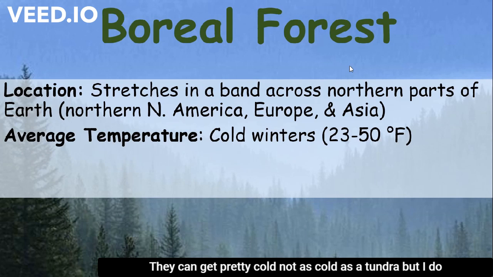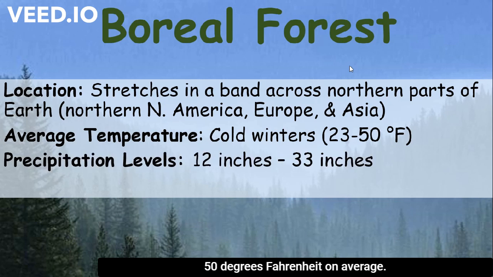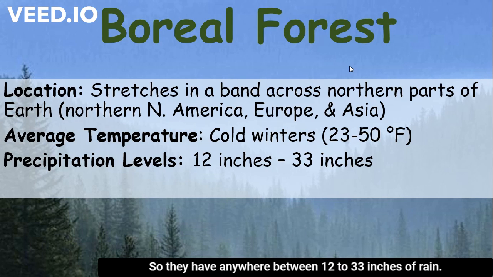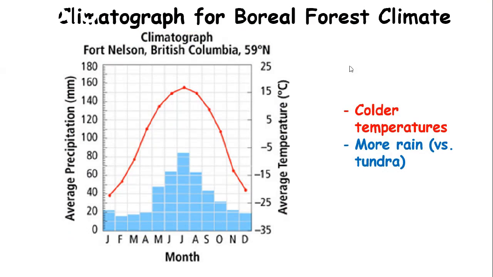So they can get pretty cold, not as cold as a tundra, but they do have cold winters. Their temperatures can range from 23 to 50 degrees Fahrenheit on average. They have moderate levels of precipitation, definitely more than a tundra, anywhere between 12 to 33 inches of rain.